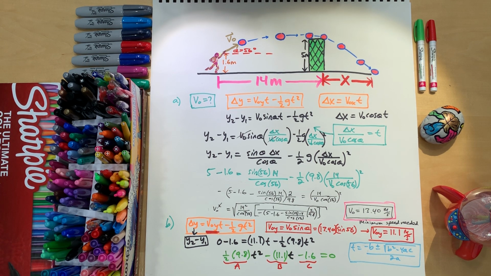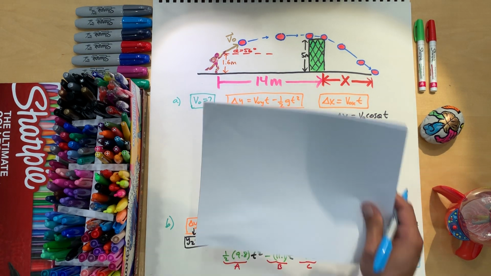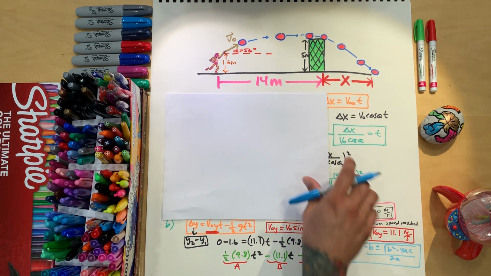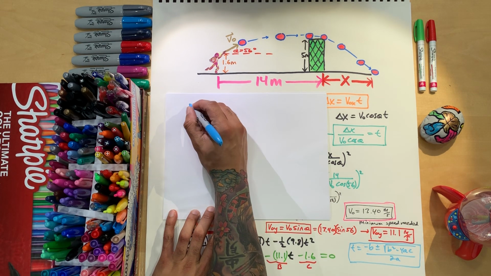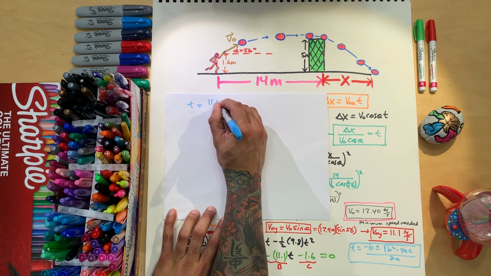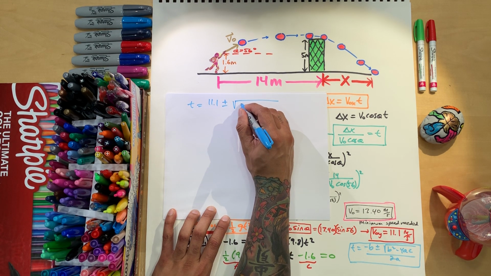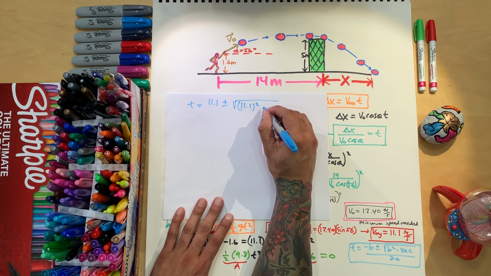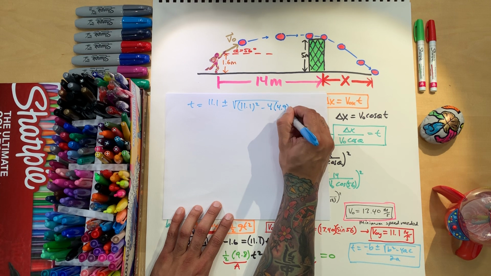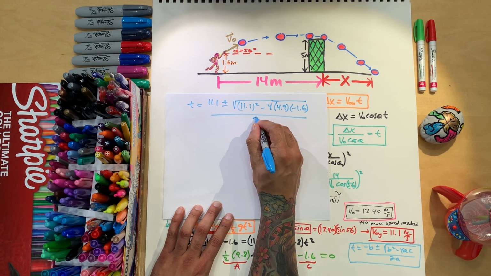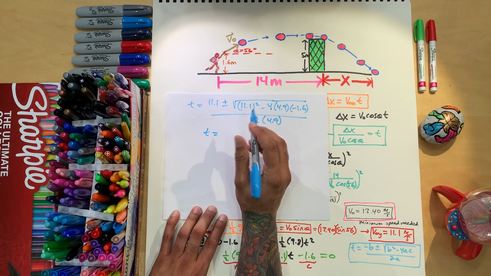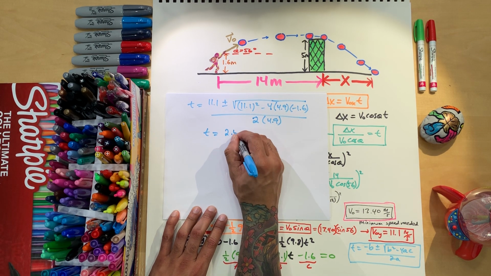In this video I want to move a little quicker. Once you solve for t, I'm going to put this paper over here because I ran out of space, and continue up here. After plugging everything in, I had t equals 11.1 plus or minus the square root of 11.1 squared minus 4 times 4.9 times negative 1.6, everything over 2 times 4.9. Plugging that into the calculator, we get 2.4 seconds.